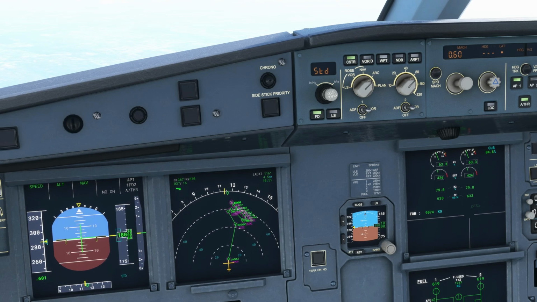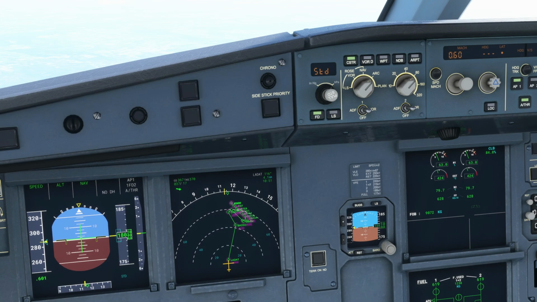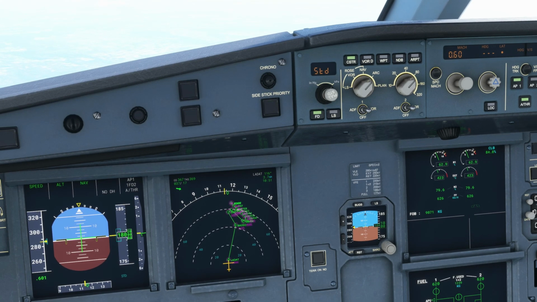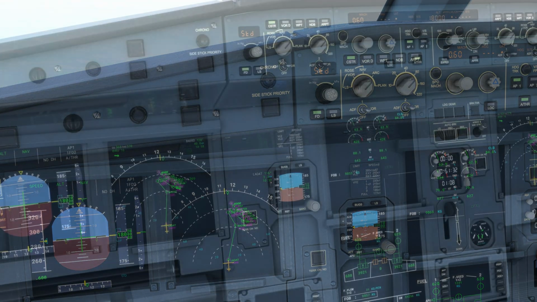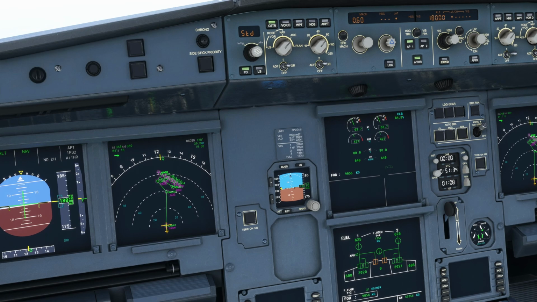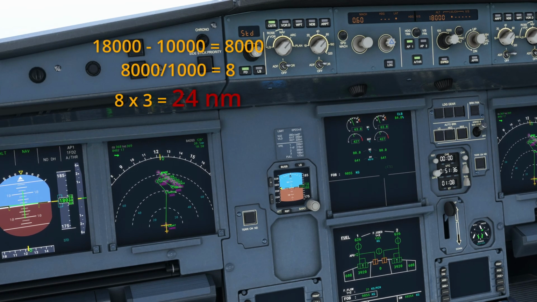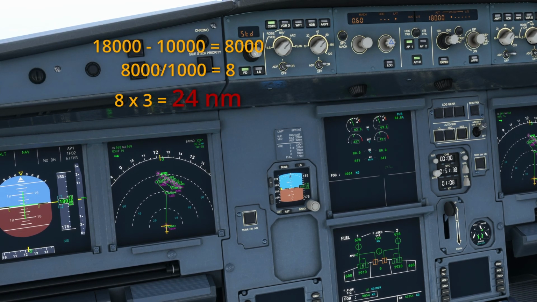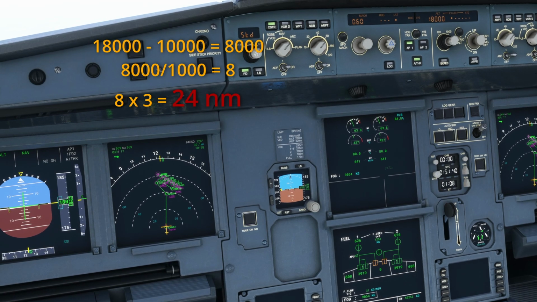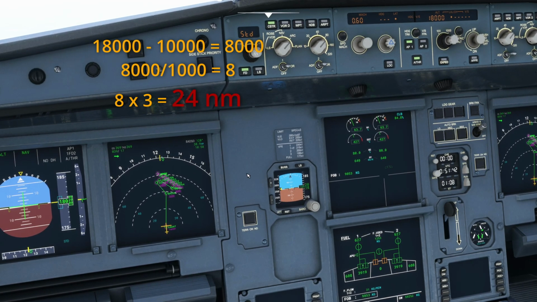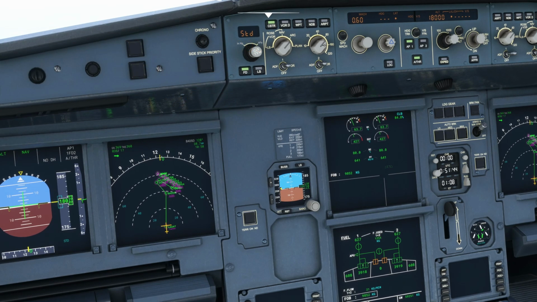We're only a few nautical miles from Ladakh and we're level at 18,000 or flight level 180. We planned on reaching flight level 180 5 nautical miles before. It brought us down about 12 nautical miles before. We're 40 miles from BADSO. We need to lose 8,000 feet. Once again divide by 1,000, so it's 8 times 3, 24 nautical miles from BADSO. We need to commence our descent.